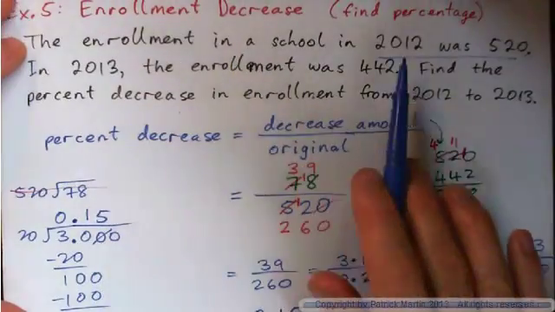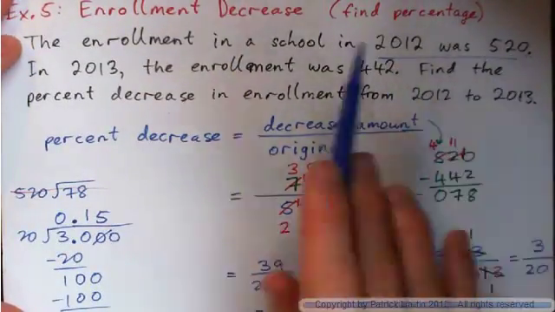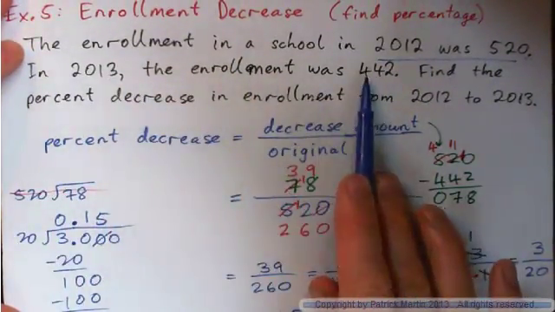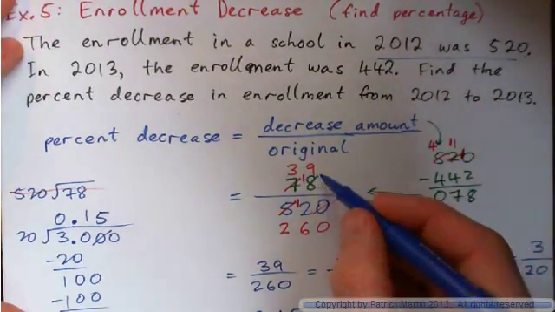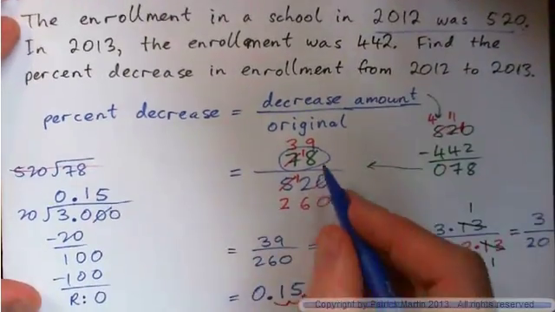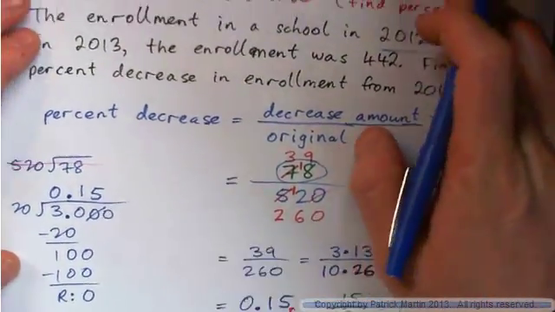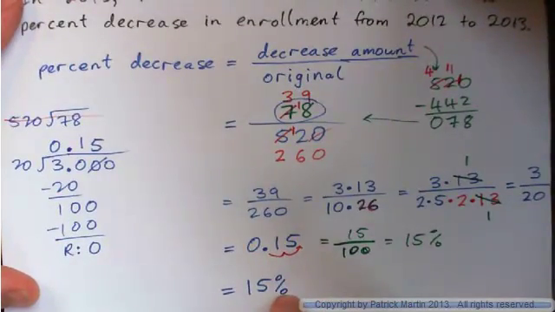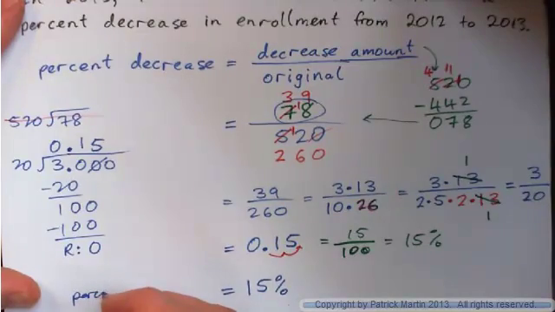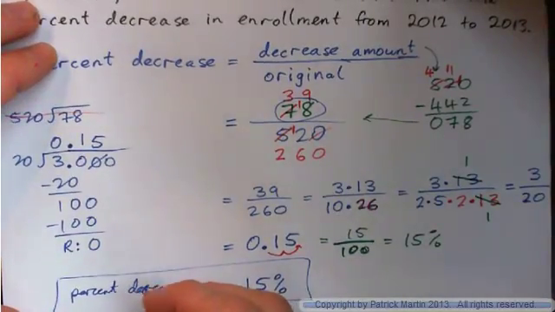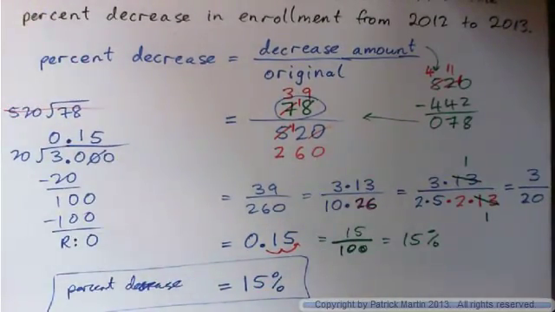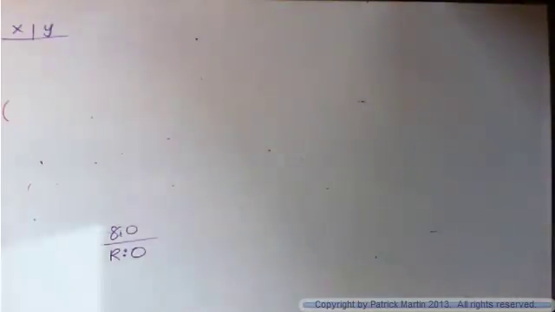The enrollment in the school in 2012 was 520. In 2013, the enrollment was 442. The decrease amount was actually 78 students. The decrease percentage was 15%. Okay? Percent, I guess I could write here. Percent decrease.